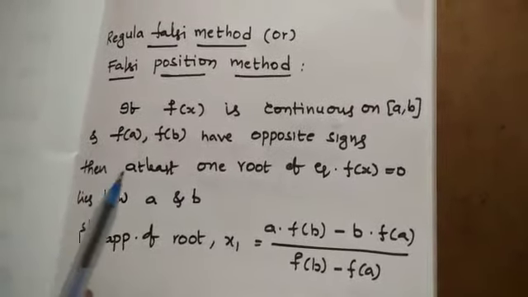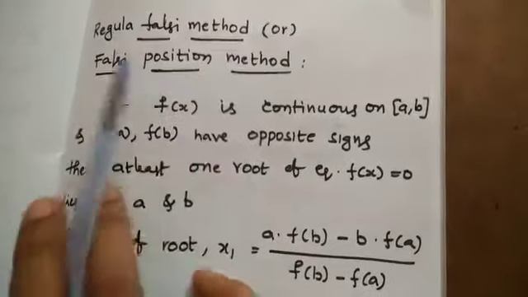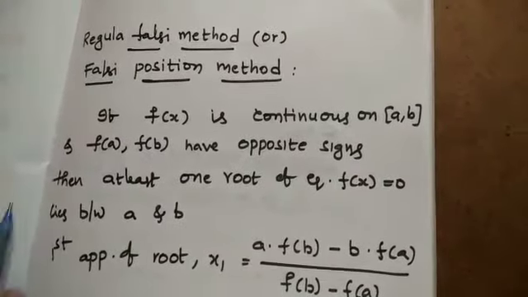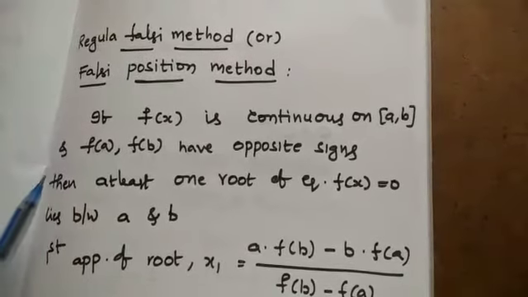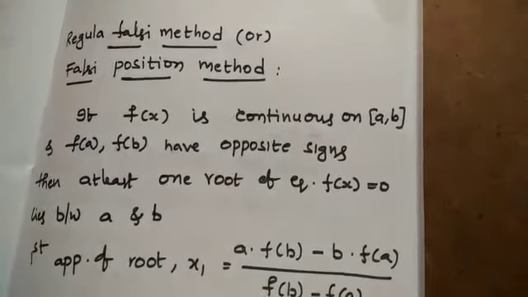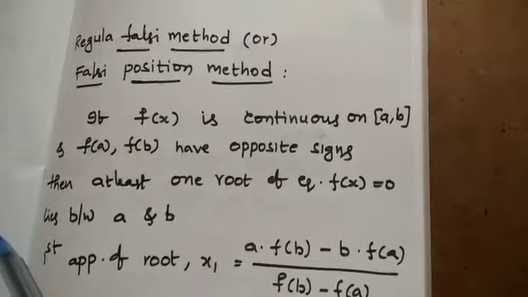Now we are discussing the regula falsi method. This method is also known as the false position method. This method also depends on the repeated application of the intermediate value property. We know the intermediate value property statement.